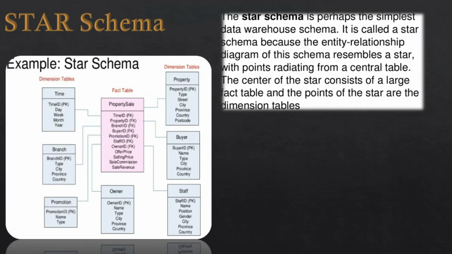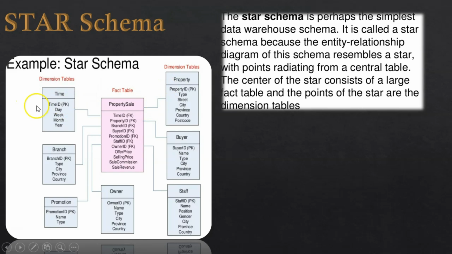So this is an example of a star schema, and we can see that this is a fact table sitting in the center and its other points radiating like a star as dimension tables. Here is a fact table called property, and these are the dimension tables called time, branch, promotion, owner, staff, buyer, as well as property. So friends, what is there in a fact table? I would again like to reiterate: foreign keys and facts.